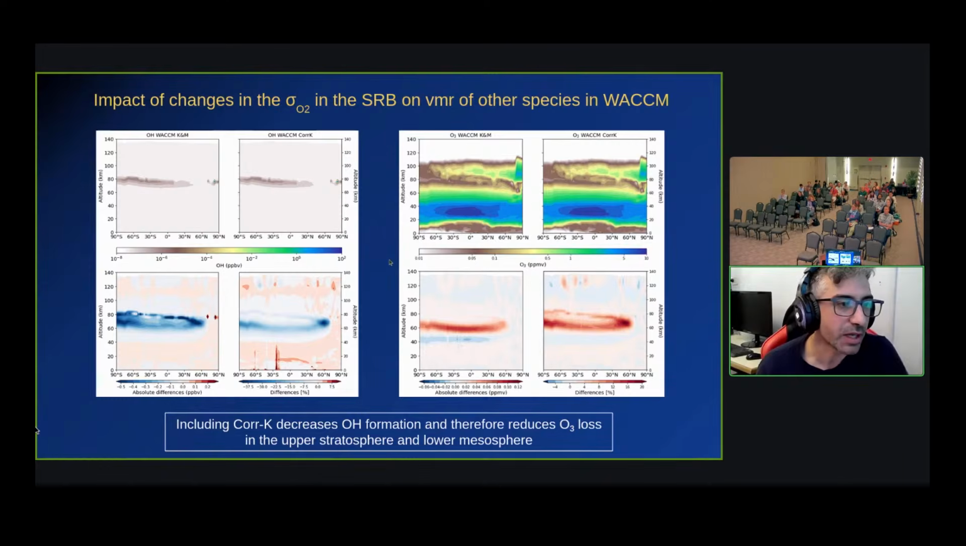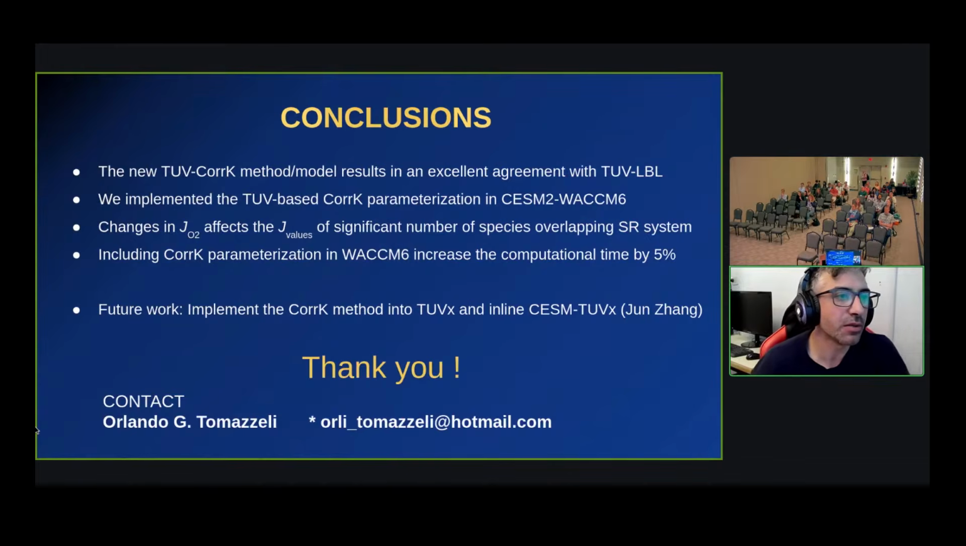We can see OH at the left and ozone at the right. Including the correlated-K decreases OH formation and therefore reduces ozone loss in the upper stratosphere and lower mesosphere. So we can conclude that the new TUV correlated-K method model results in an excellent agreement with the TUV line by line. We implemented TUV correlated-K parameterization in CESM2 WACCM6.